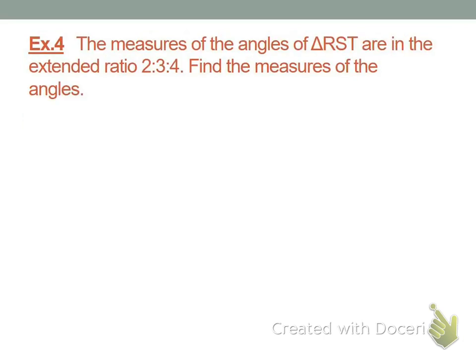Some of you may have already started it. The measures of the angles of triangle RST are in the extended ratio 2 to 3 to 4. Find the measures of the angles. So, a diagram, again, not totally essential, but it could help. I don't really care what your triangle RST looks like. It could be a right triangle, equilateral triangle, isosceles triangle. It doesn't really matter what it appears to be. What matters is how we label it.